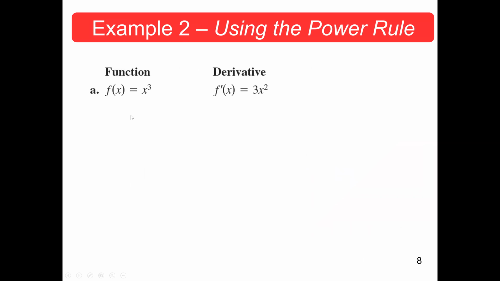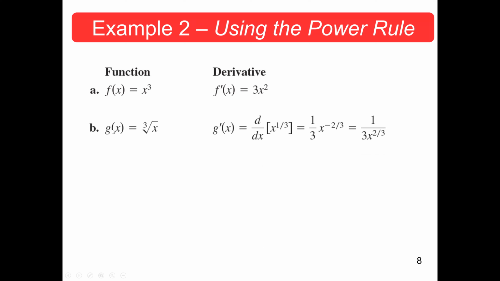So let's see an example. Here we have a function f(x) equals x cubed. Again, 3 is a power, so we have to use the power rule. So the derivative of f(x) will give us 3x squared because we get 3x to the power 3 minus 1. So the answer will be 3x squared.